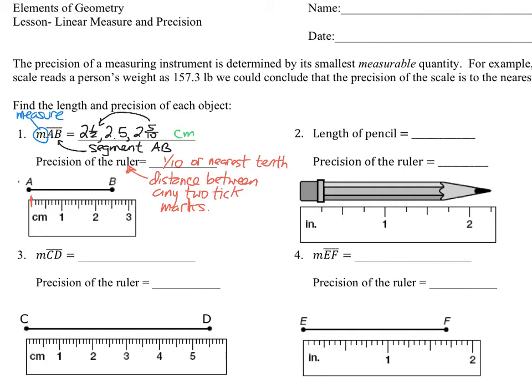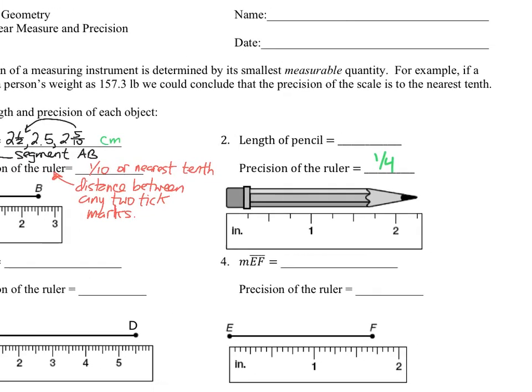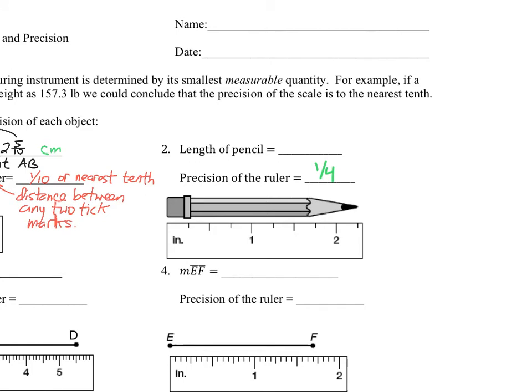But we're a little bit more than 2, so we know that we're 2 and something. There's 1, 2, 3, 4 tick marks separating each integer value. So that would mean that each tick mark is going to be 1/4 of a unit. Specifically 1/4 of an inch, but really that's telling us that we're going to round to the nearest quarter unit.